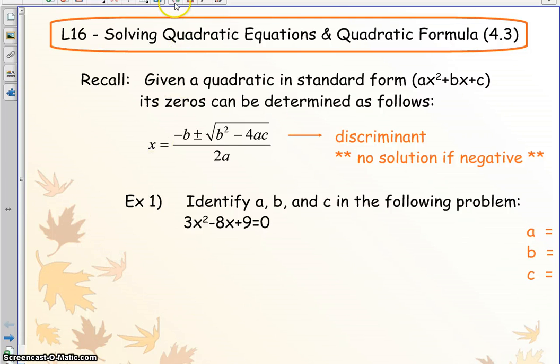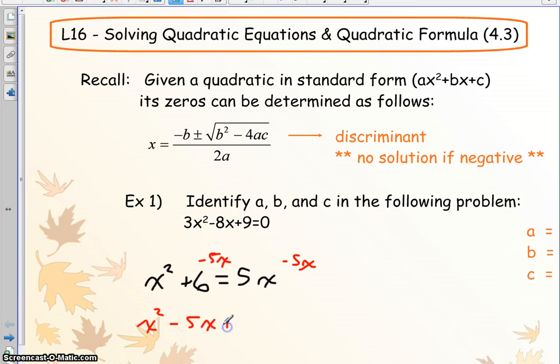Okay, so before we get into this lesson, just a bit of a recap of something from last unit. We spent a lot of time solving quadratic equations. So for example, let's say we got something like x squared plus 6 equals 5x. This could have been a typical type of question you would have seen, and in order to solve it, what you would have to do is get everything over to one side of the equal sign. So you would have subtracted 5x from each side, and you would have gotten x squared minus 5x plus 6 equals 0.